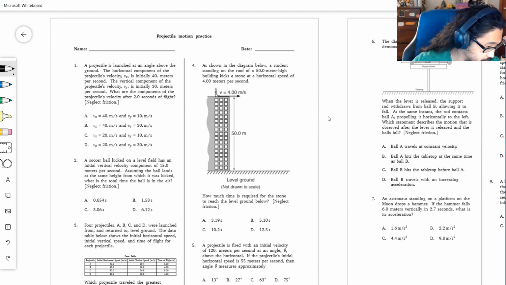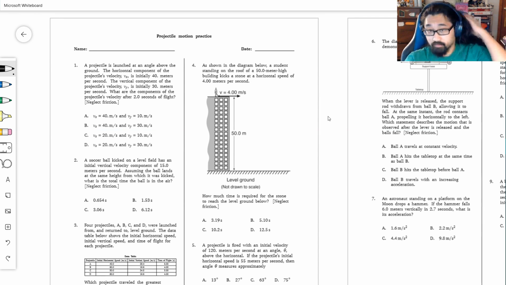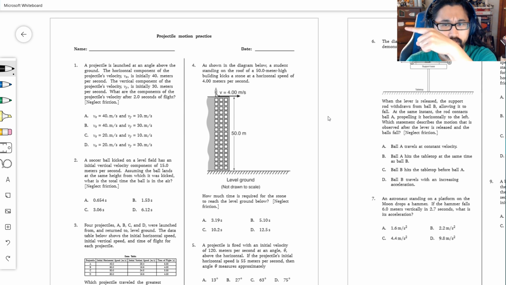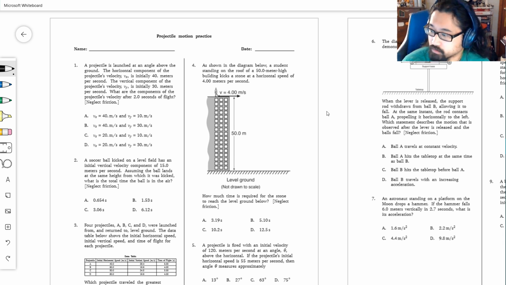Let's do this thing, physics. Y'all have a quiz coming up. I asked y'all to do these questions. There's 15 of them, on 4 pages. I'm going to go through all of them. These are all pretty typical of what you would see. So let's just jump right into it.